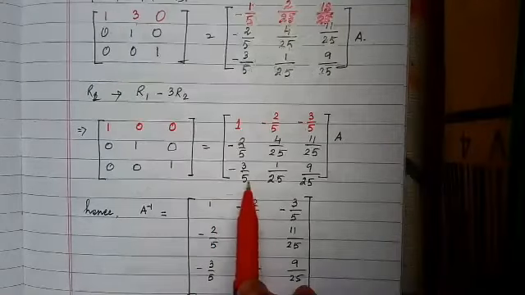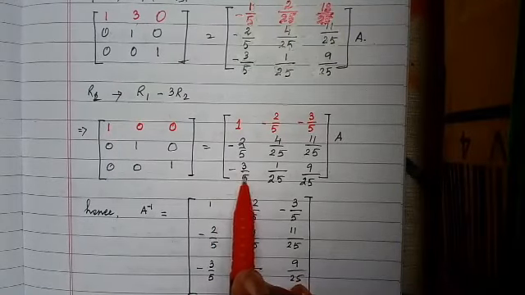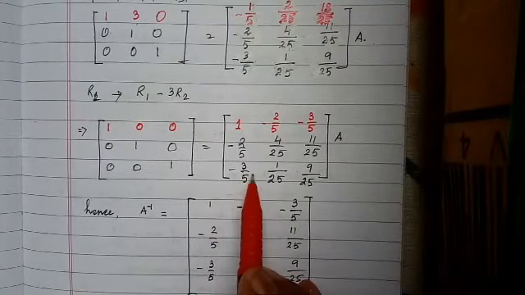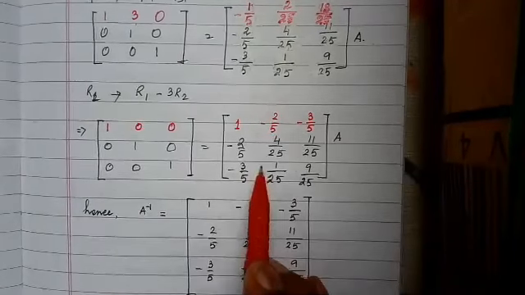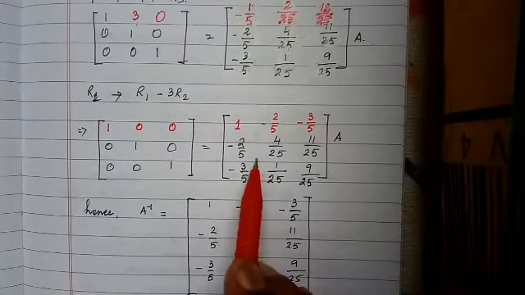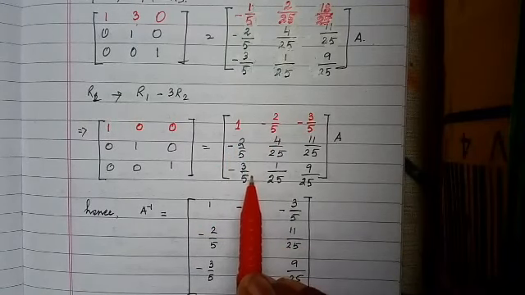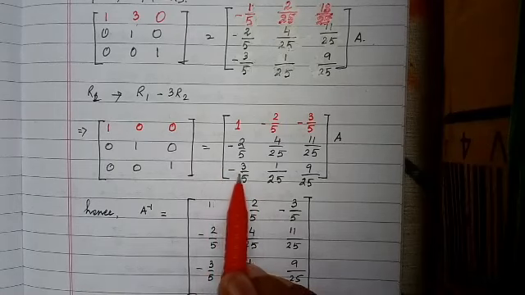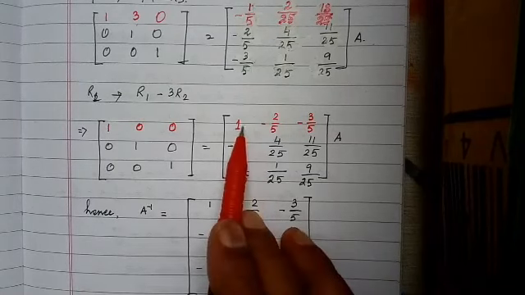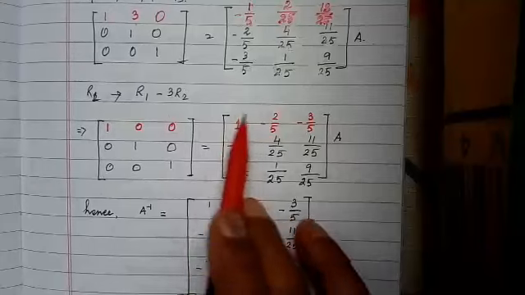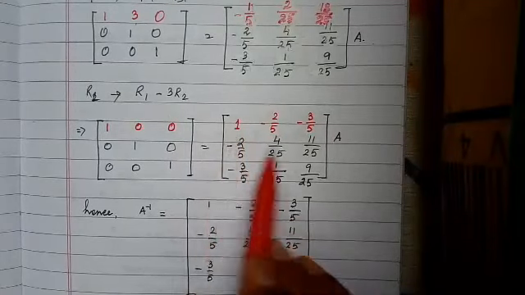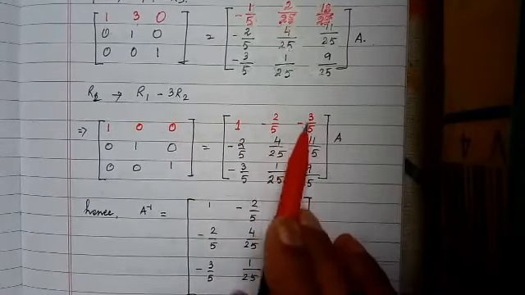Because this is multiplied by 3, minus 3 by 5 into 3 is minus 9 by 5. Now 1 minus 9 by 5 gives... 5 ones are 5, and this will give you 1. By this you will get this one 1, and this is minus 2 by 5, and this is minus 3 by 5.